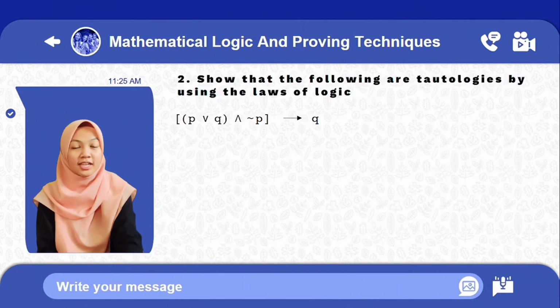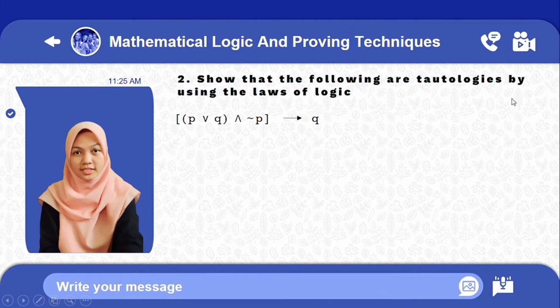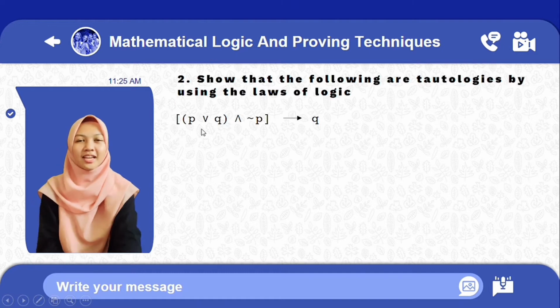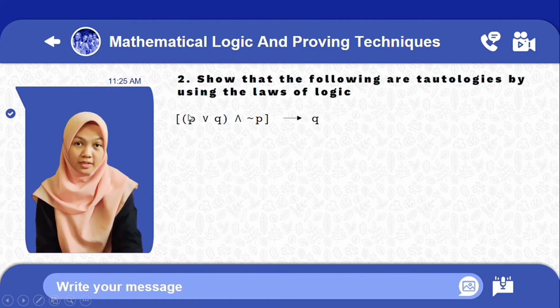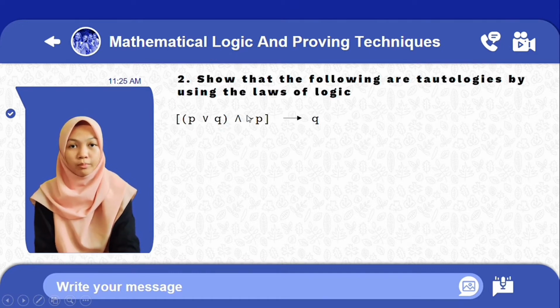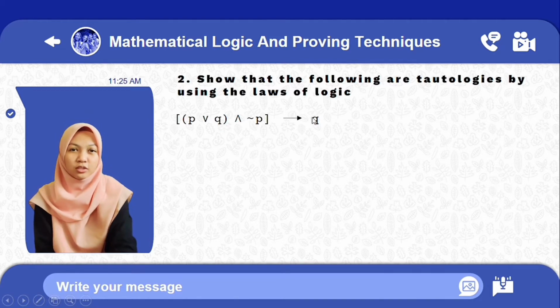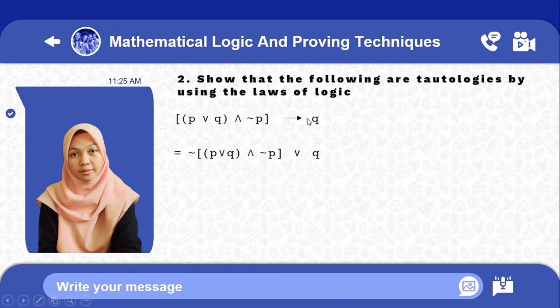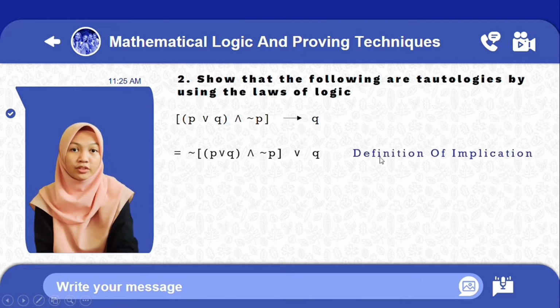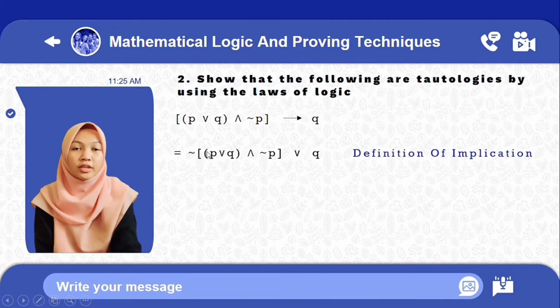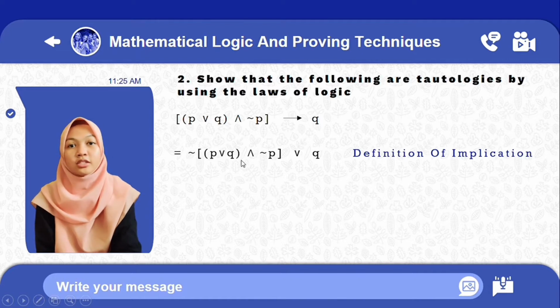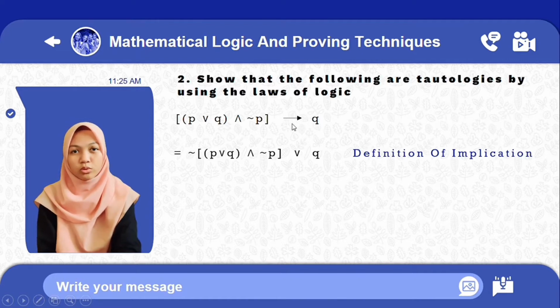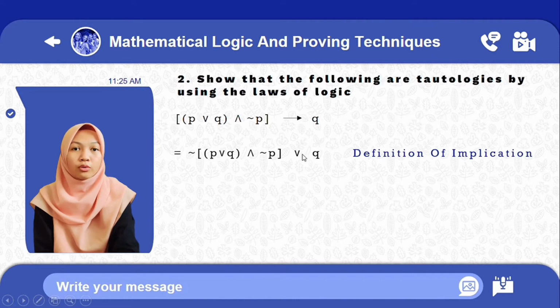Okay, for the second example, show that the following are tautologies by using the laws of logic. The question is P or Q and negation P implies Q. For the first step, we can change the implies by using the definition of implication. We can write negation and change the implies to or, which we can call disjunction.